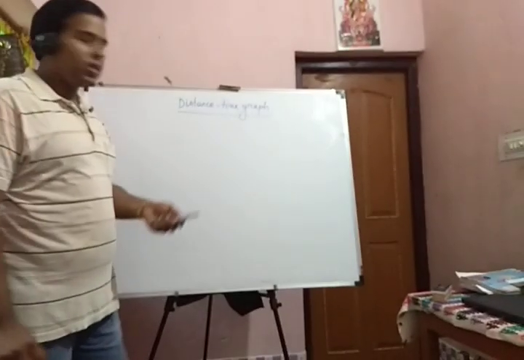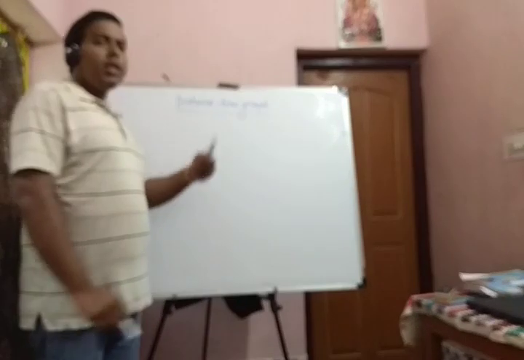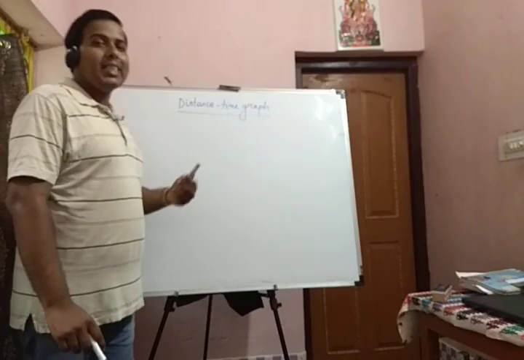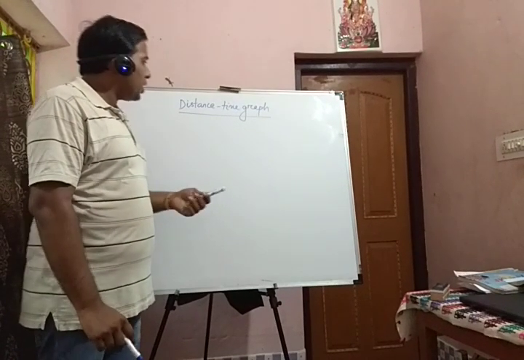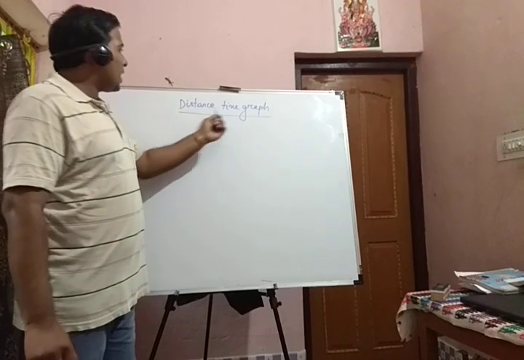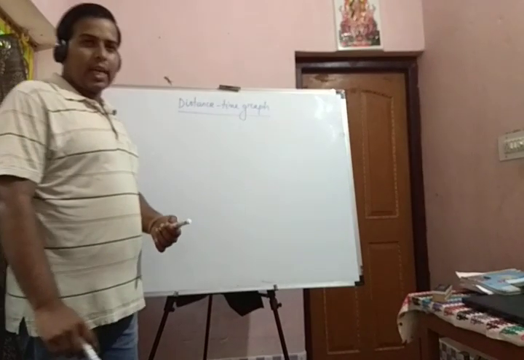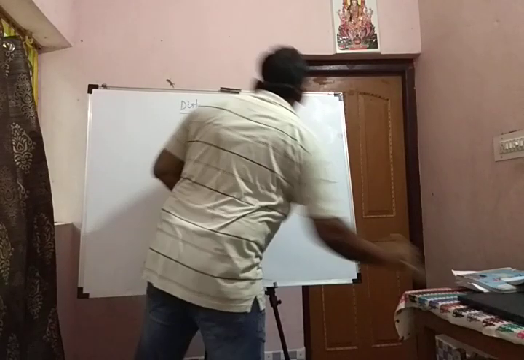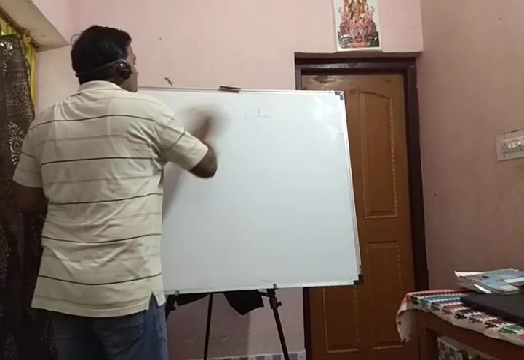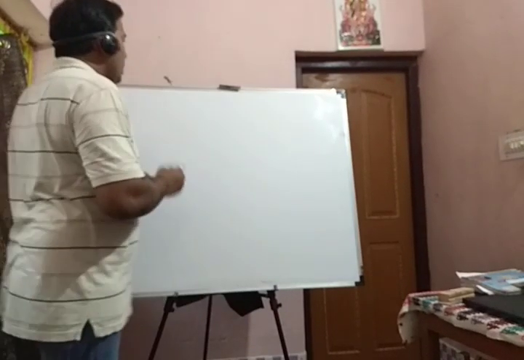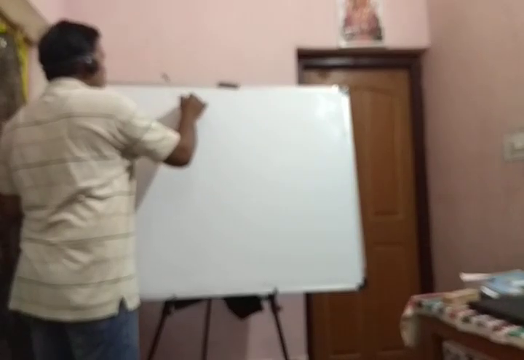The second situation is when the body is moving with uniform speed, then the distance time graph is a straight line. And when the body is moving with a non-uniform speed, then the distance time graph is not a straight line. So we have already discussed about the distance time graph. Today we will discuss about the velocity time graph.